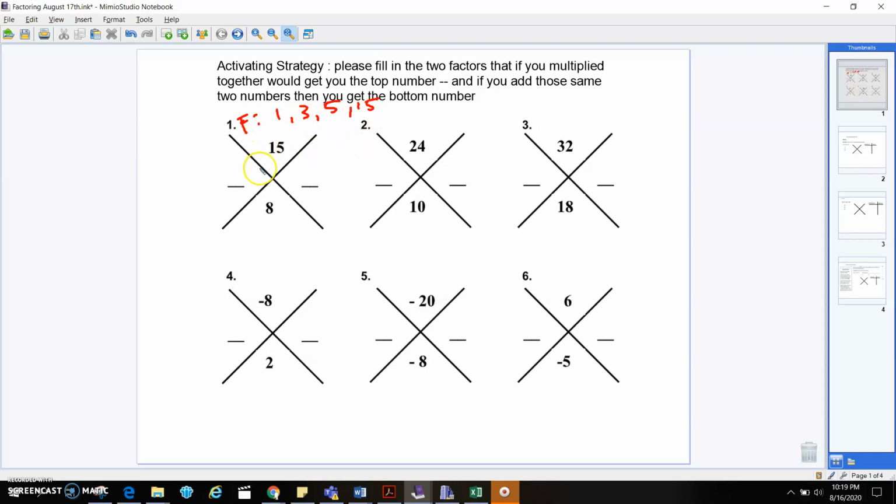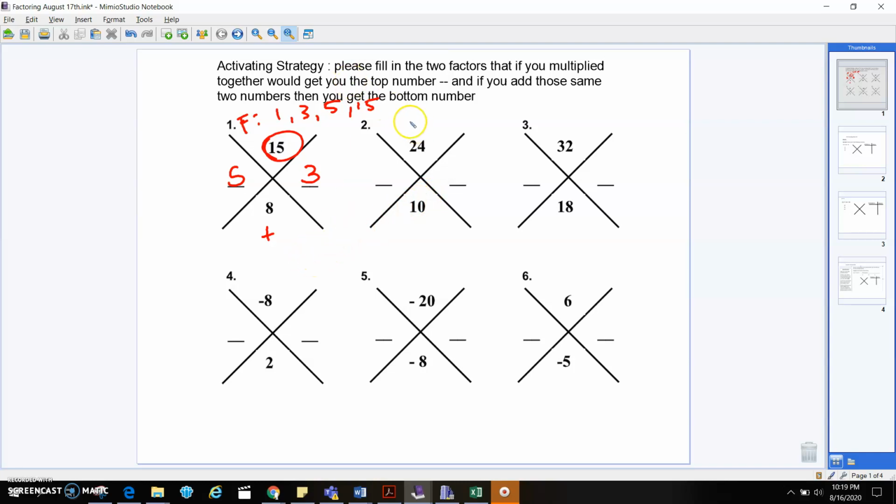Well, which of these factors can I multiply together to give me 15? But if I add them together, I get 8. Well, 5 and 3 work. Okay, so I want you to take a second, pause the video, try this on your own, and then you're going to check your work.